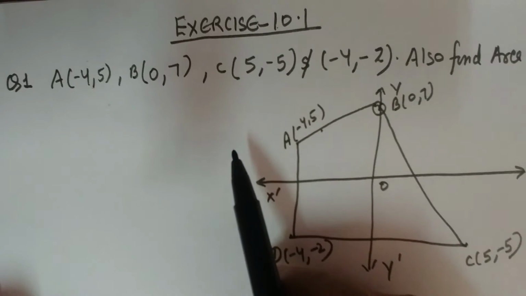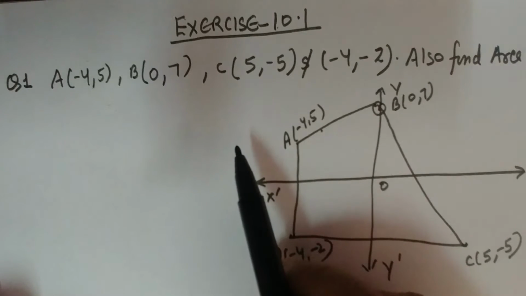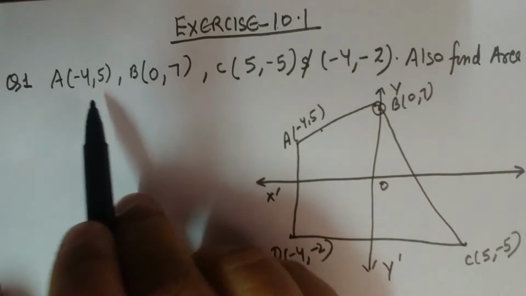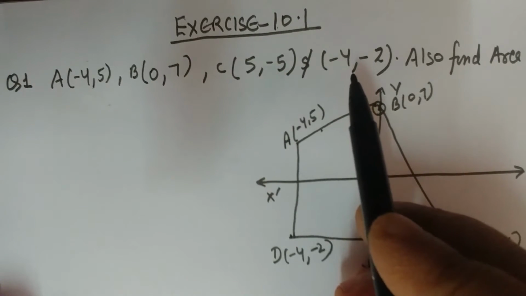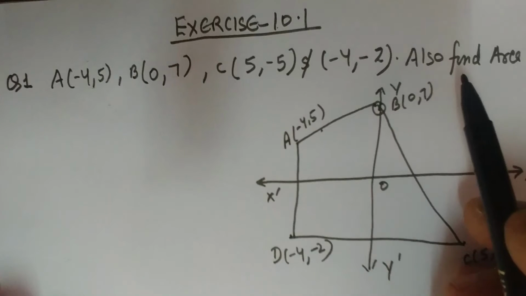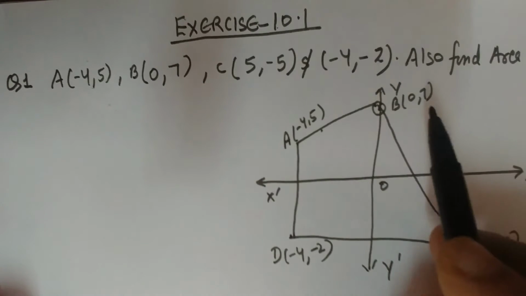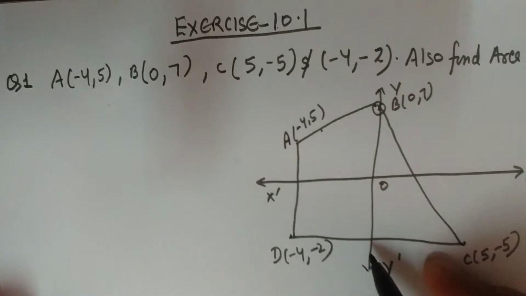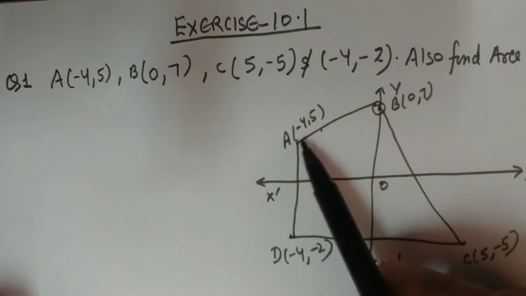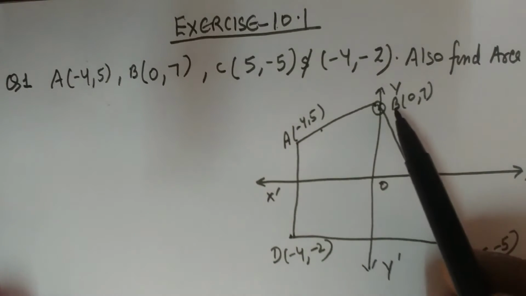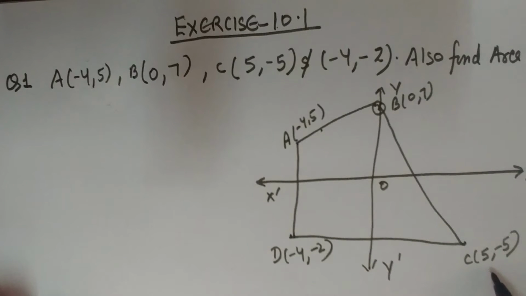Exercise 10.1 question number 1 is draw a quadrilateral in the Cartesian plane whose vertices are (-4, 5), (0, 7), (5, -5), (-4, -2) and also find its area. So let us draw a rough sketch of these points to get a quadrilateral like A (-4, 5) and this point (0, 7) be here, C (5, -5) and D is (-4, -2).